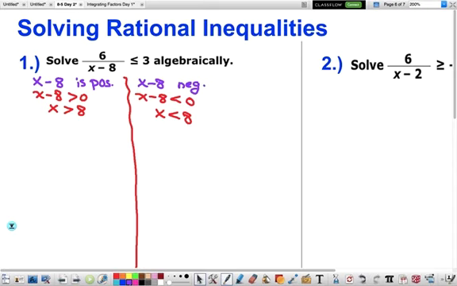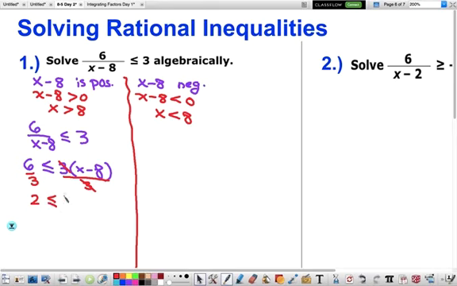So that's what we're going to do here. Let's start with this one then, because this is quick. You know how to solve this. 6 divided by x minus 8 when x minus 8 is positive. Well, just multiply both sides by x minus 8. 6 less than or equal to 3 times x minus 8. You can distribute that 3, but you'd waste your time. You should divide by 3. 6 divided by 3 is 2. 2 is less than or equal to x minus 8. Add 8. 10 is less than or equal to x.